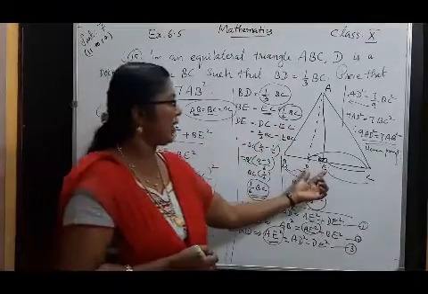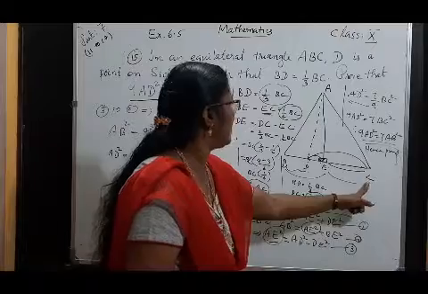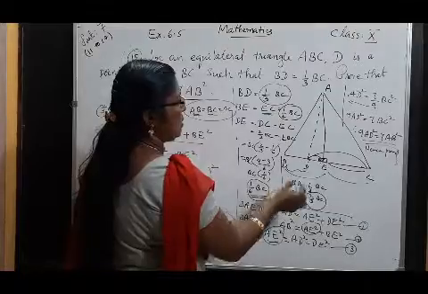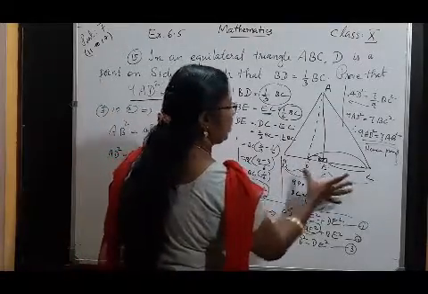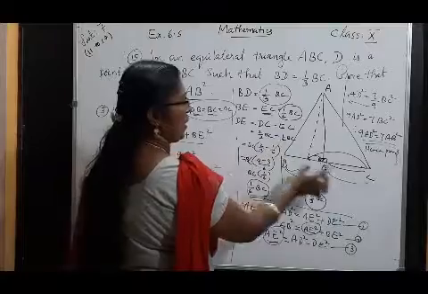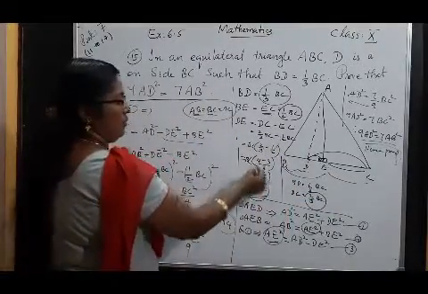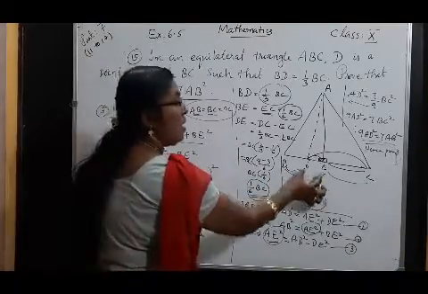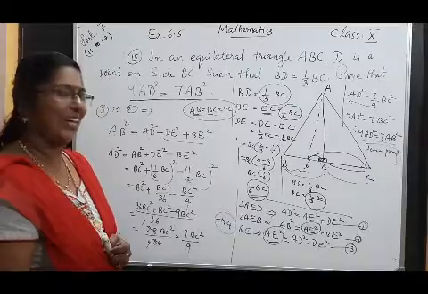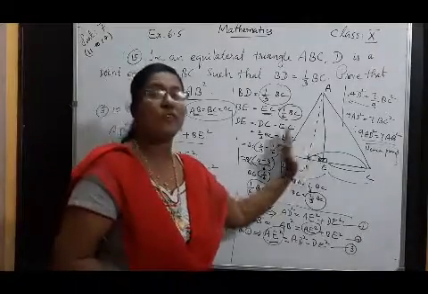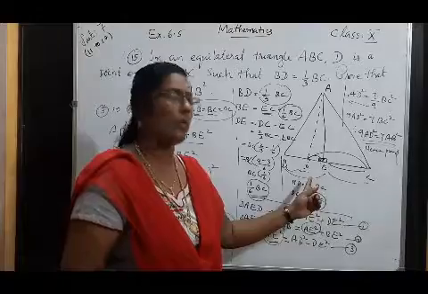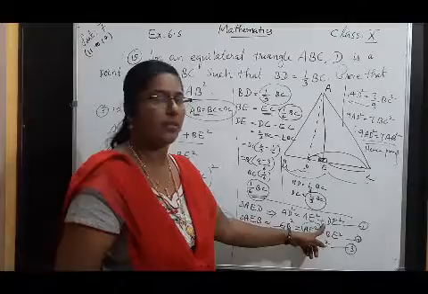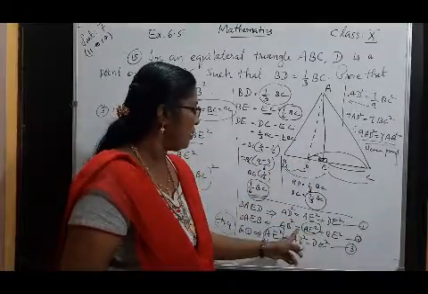Then DE equal DC minus EC. DC is 2 by 3, BD is 1 by 3, the remaining 2 by 3. 2 by 3 of BC minus half of BC. After calculating, take the LCM and subtract, 1 by 6 of BC. DE is 1 by 6 of BC. Okay. Then take the two triangles on the left side including this AD. That is AD square equal AE square plus DE square. And AB square equal AE square plus BE square.